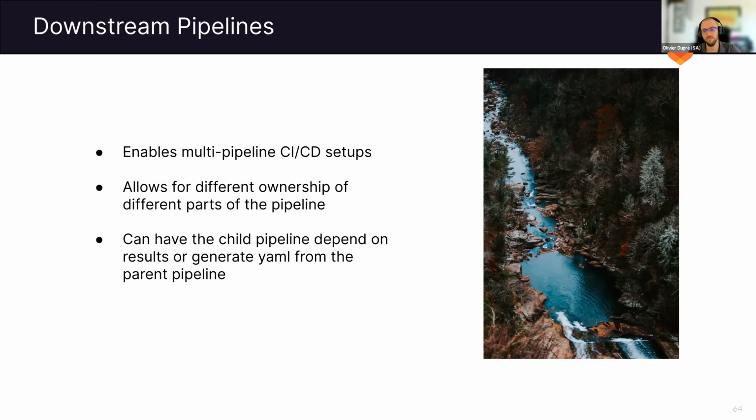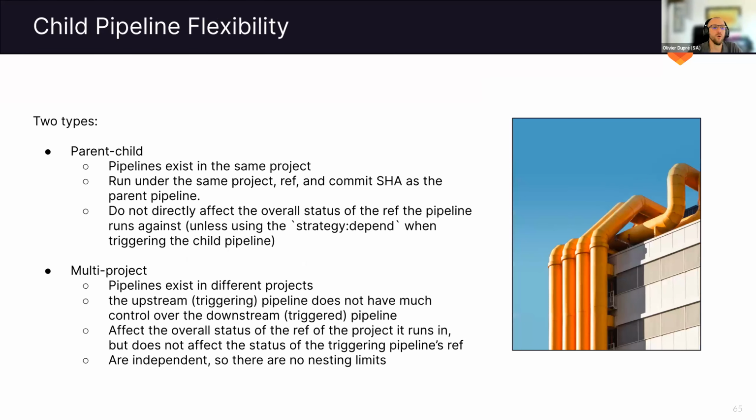I mean, you can have multiple pipelines defined in your own repository and triggered inside the same pipeline. So your parent pipeline triggering other pipelines, or you can have pipelines from other projects triggered. Okay, the parent-child pipeline relationship means that both exist in the same project. They run under the exact same references, so every push to the repository triggers both pipelines actually.